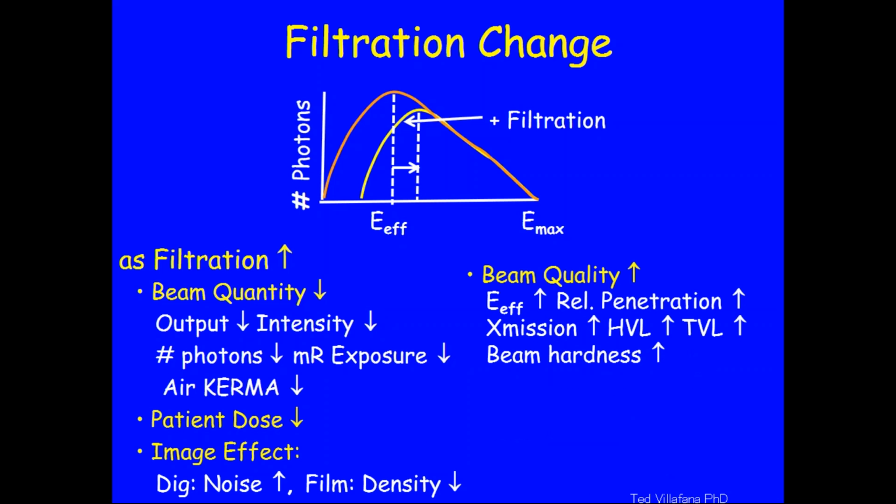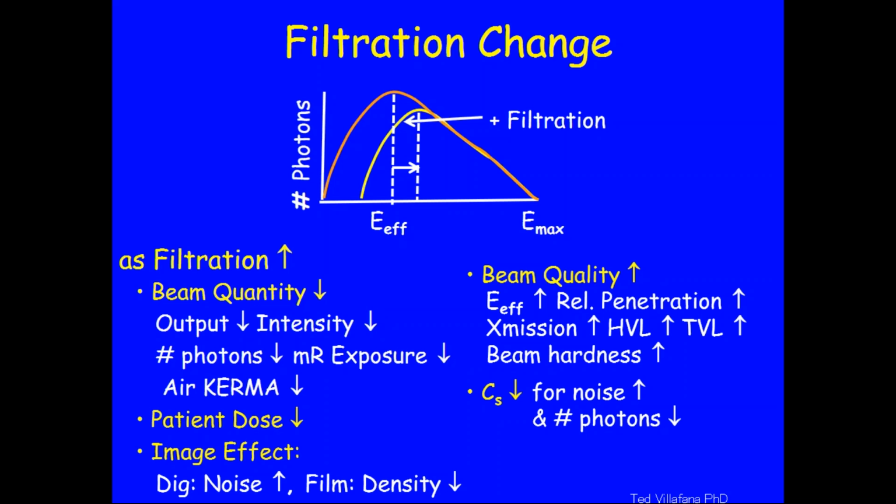How about the beam quality, the energy? Notice I've drawn in these dash lines, and the effective energy has gone up. If you remove the low energy components of a beam, what's left is higher energies, and the average energy is going to go up. So your beam quality, your penetration, your transmission, your beam hardness all go up. And if the beam energy goes up, subject contrast always goes in the opposite direction.